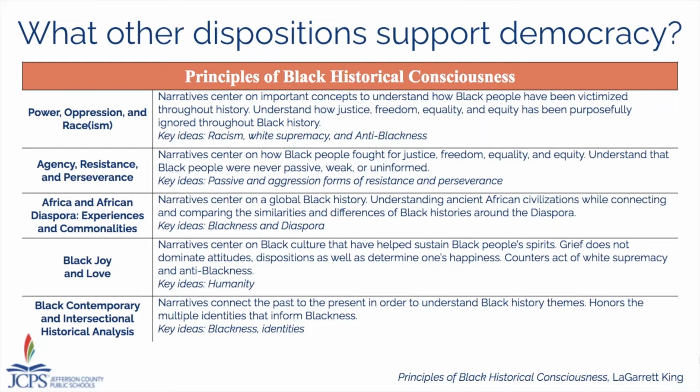That we also need to talk about agency, resistance, and perseverance. That Africa and the African diaspora and the experiences and commonalities need to be talked about, and how ancient civilizations can connect to today, and understanding how Blackness is more global. Having students focus on Black joy and love as a shared humanity. That's ultimately what we want to understand, to counter the ideas of white supremacy, right, with anti-Blackness.